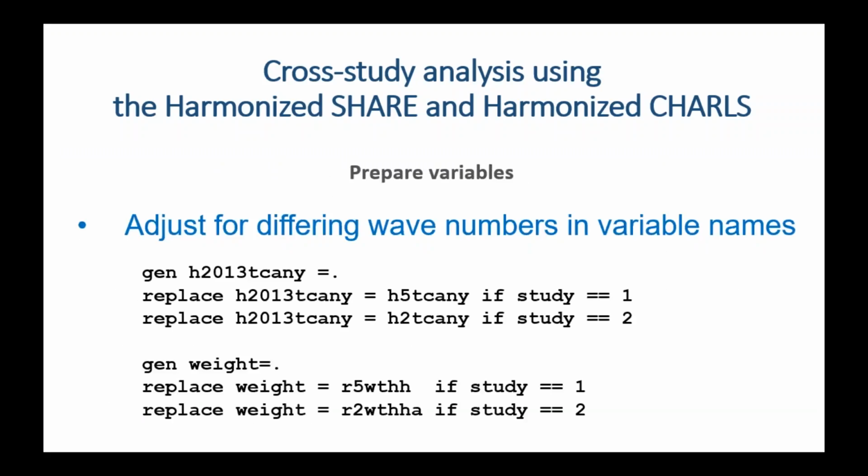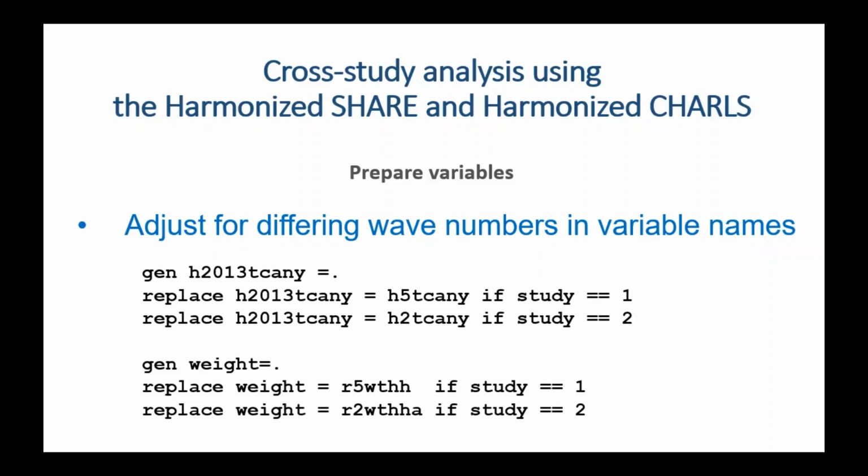So first thing we're going to do is adjust for differing wave numbers. You notice that for our variable names, the wave number is part of the variable name, and that's how we make this long longitudinal data set. But we're going to change these so that we can be consistent, because of course 2013 is wave 5 of SHARE, but it's wave 2 of Charles. So we're going to create first a variable for whether any financial transfers to children in 2013, and we're going to use our study variable. So we're going to say if it's from SHARE, we take the value from the H5 TCANY, and wave 2 of Charles.